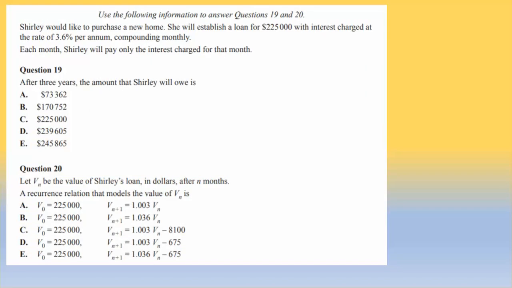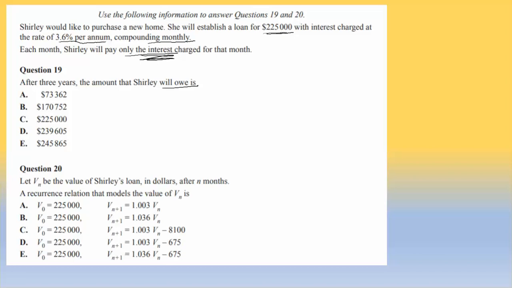Shirley would like to purchase a new home. She will establish a loan for $225,000 with interest charged at a rate of 3.6% per annum, compounding monthly. Each month, Shirley will pay only the interest charged for that amount. After 3 years, the amount that Shirley will owe. Oh, she's only paying the interest. She's never paying any off the principal.